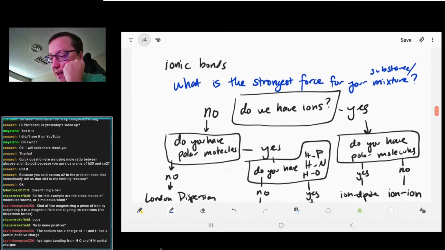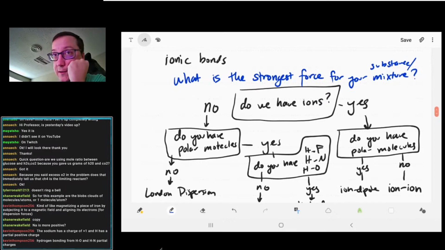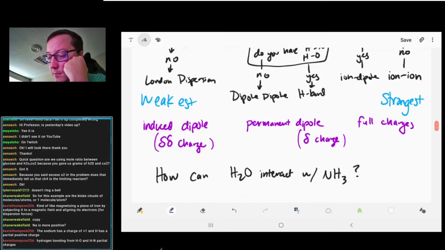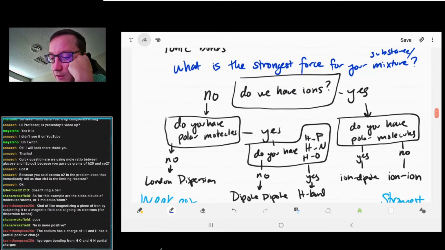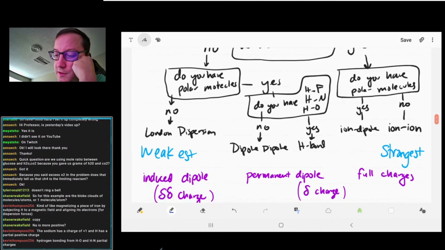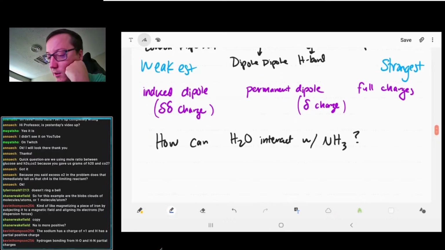Kevin is absolutely right that the strongest force there is going to be hydrogen bonds. Do we have ions in this mixture of water and ammonia? No, we do not. Do we have polar molecules? Yes, we do. Do we have hydrogen bonded to fluorine, nitrogen, or oxygen? Yes, we do. So Kevin has found that our strongest interaction here will be hydrogen bonding. That's one thing it can do.